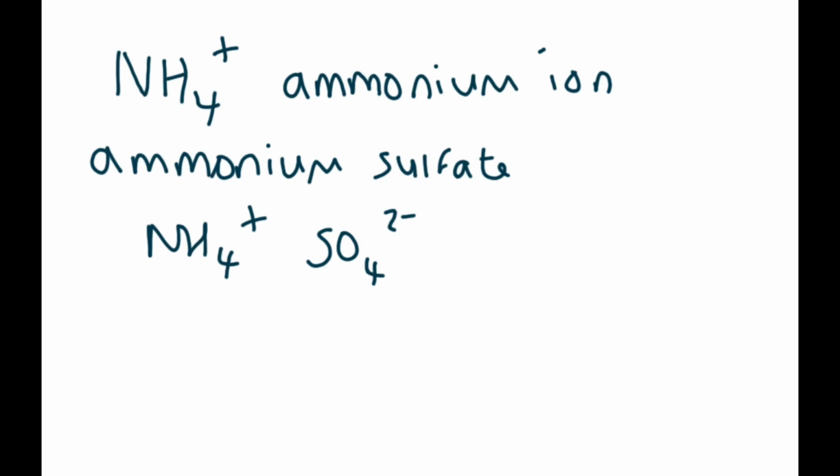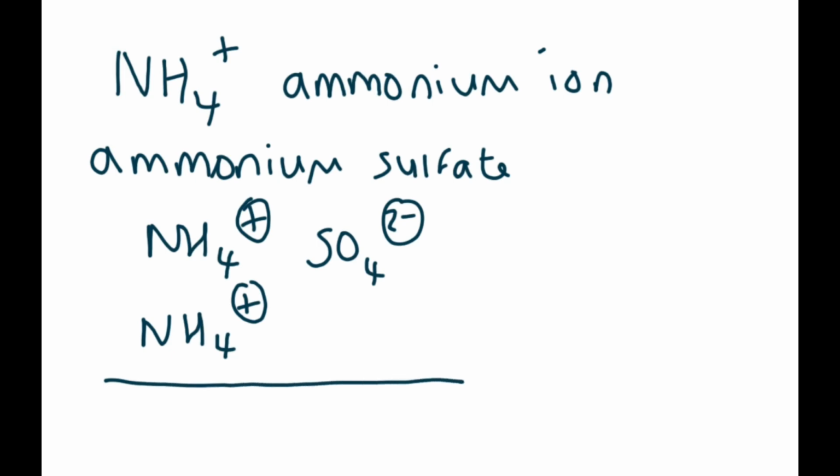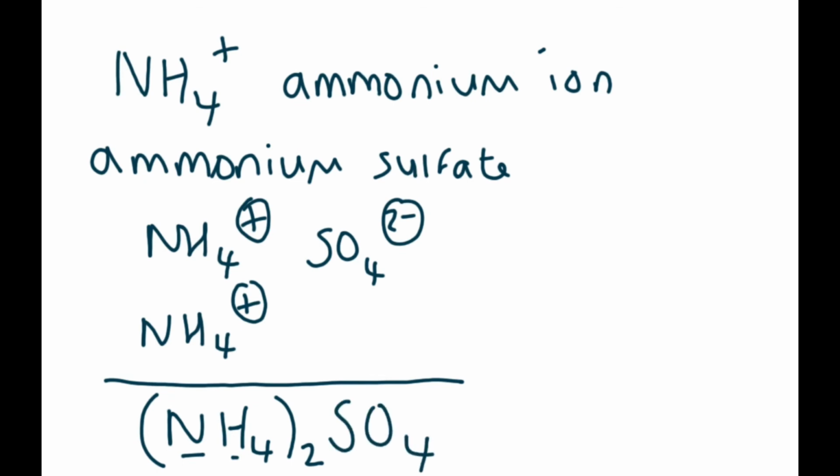And it needs to have an overall charge of 0, so we're going to need 2 ammonium ions because you've got ammonium and sulfate. So now when you put this together, you need 2 ammoniums. So there's ammonium, and we need a bracket to hold the 2 elements together. (NH4)2SO4 is how you write the formula for ammonium sulfate.